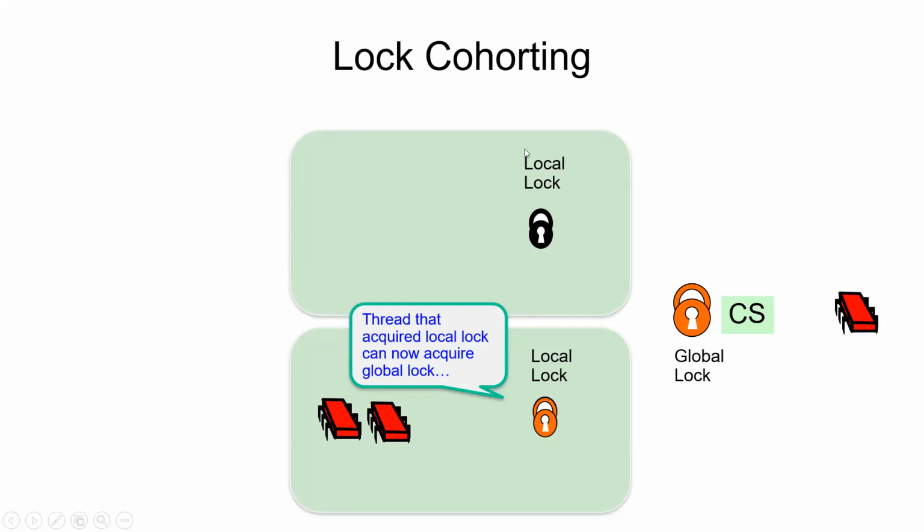Now, what will happen is that local threads from the same NUMA node will acquire the lock. Then after that, it will pass the lock to the remote lock. So the communication cost between the threads from different nodes will be reduced in this lock cohorting. After lock cohorting, we have different locks like CNA lock, shuffle lock, hierarchical MCS lock. Like that, we have different locks.